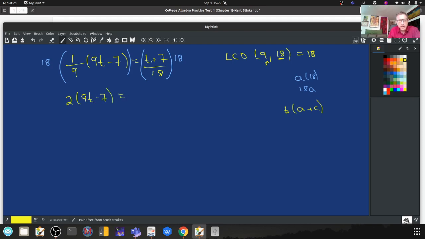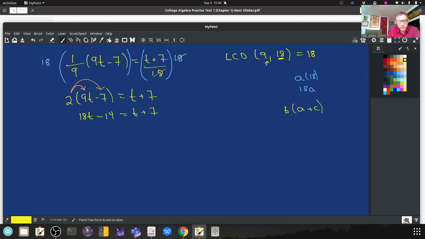And over here, t plus 7 divided by 18 times 18, well, the 18's cancel out. This gives me t plus 7. So now I can use distribution. Here's where we have distribution. I have to distribute the 2 from here to here. You should know that because you've already gone through the gauntlet of intermediate algebra. 2 times 9t is 18t. 2 times minus 7 is minus 14. And that's equal to t plus 7.